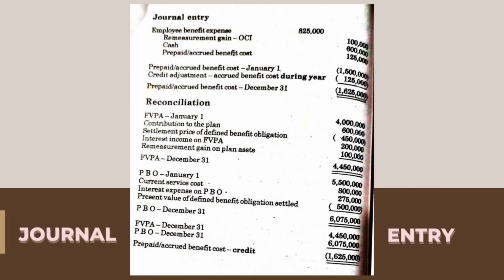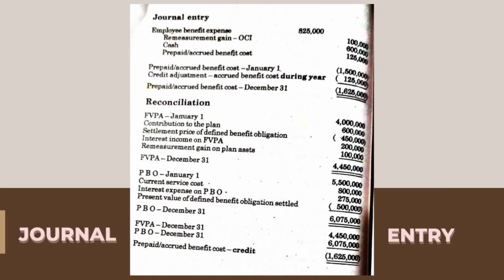So, reconciliation. FVPA on January 1 is 4 million. The contribution to the plan is 600,000. Settlement price of defined benefit obligation, less 450,000. Interest income on FVPA is 200,000. And remeasurement gain on plan asset will be 100,000. So FVPA on December 31st, we get 4,450,000.